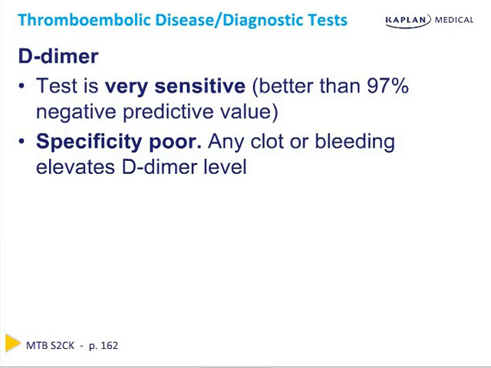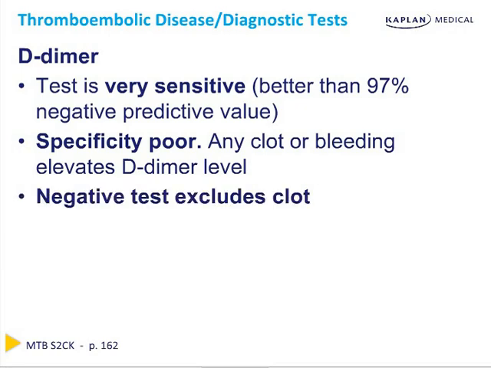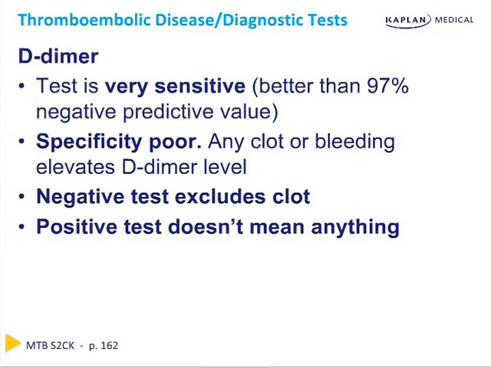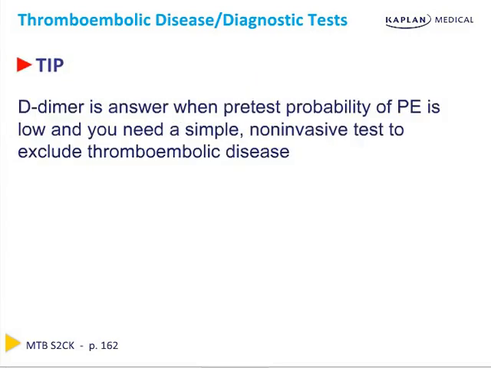Any cause of clot or any cause of bleeding in the body can elevate the D-dimer level, as can a whole lot of other problems in the body. Therefore, a negative test excludes clot, while a positive test doesn't really mean anything. So, on step 2, you should remember the following. D-dimer is the correct answer when your pre-test probability of PE is low, and you need a simple, non-invasive way to exclude thromboembolic disease. This is the only situation where D-dimer is the correct answer.